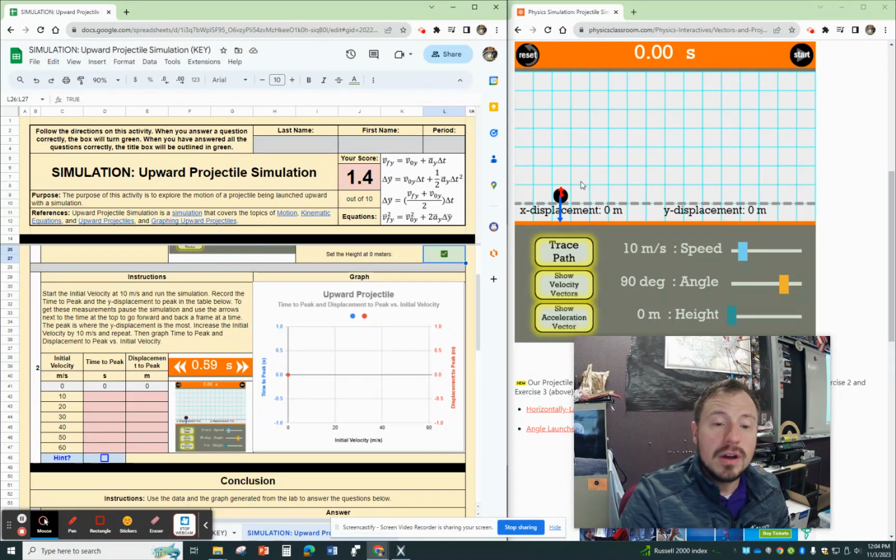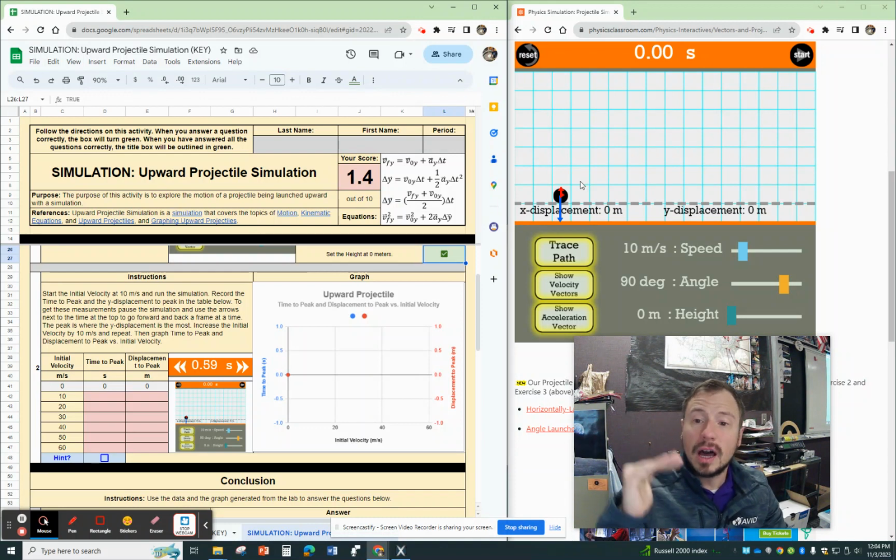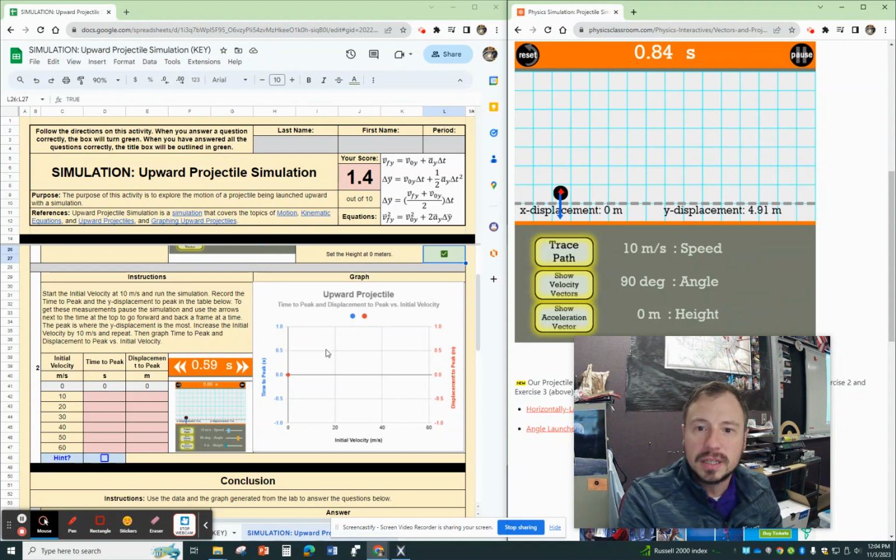displacement to peak. Now, finding the time to the peak and the displacement, the highest point, is a little bit tricky, and I'll show you why. What you're going to get is something like this. It goes up, it comes back down. Kind of hard to tell.